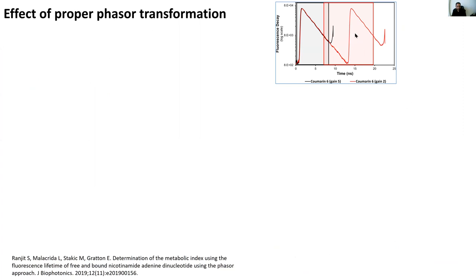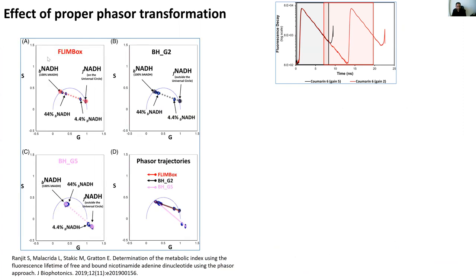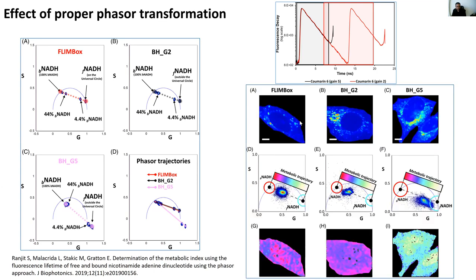Now, this effect of proper transformation can be seen very easily. So this is FLIMBox, which is frequency domain, which we use often. If you do Becker and Hickl with a gain of 2, you basically get the exact same results that you get in a FLIMBox. However, if you do the gain of 5, you see a very different trajectory, and it even goes outside the universal circle. And this is a combination of these 3 together.